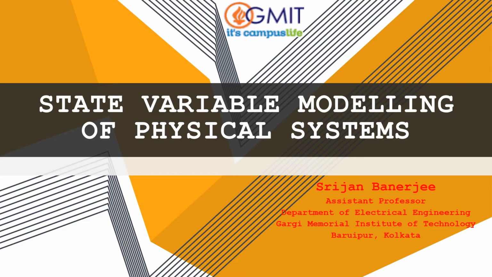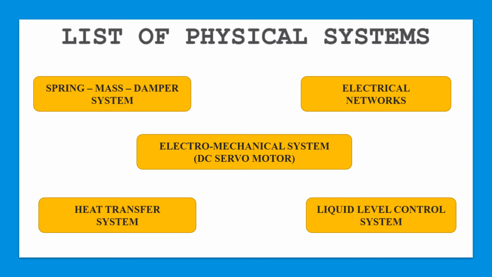Today I will discuss how we can design a state variable model of a physical system. We can see various kinds of physical systems in the universe. Those systems are basically electrical, electronics, mechanical, hydraulic, a combination of electrical and electronics, and this kind of thing. Among those physical systems, we are considering mainly five systems for these tutorial sessions.